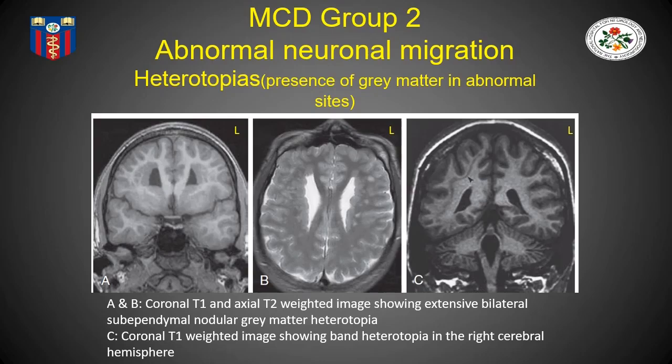Group 2 is the one with abnormal neuronal migration. You can see in the first 2 slides the presence of heterotopic nodules around the ventricle and within the ventricle here. And in the third picture, you can see the presence of a heterotopia in band. There is this strip of abnormal grey matter within the normal white matter.